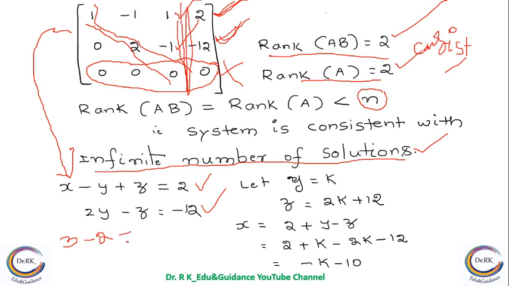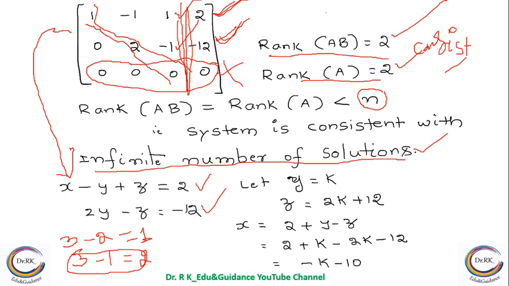Then our solution will contain one parameter, right? One arbitrary constant or one parameter. Suppose it won't apply here. Suppose the second equation is not there, only the first equation is there. That means three variables but only one equation. Then our solution will contain two arbitrary constants. So it won't apply here because there are two.